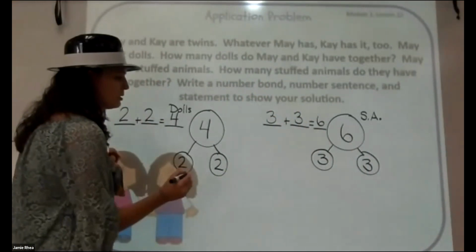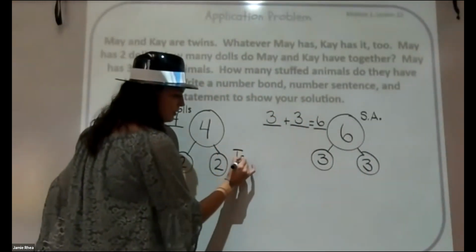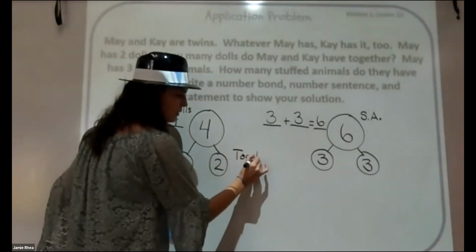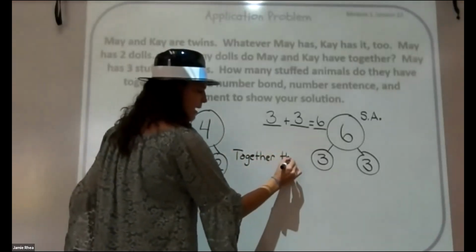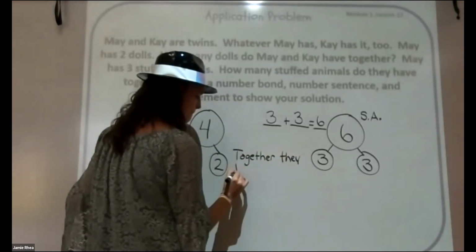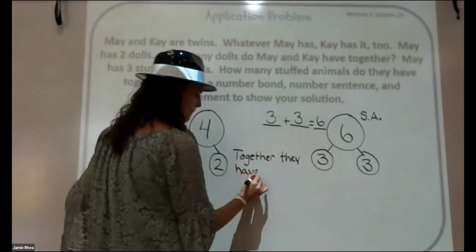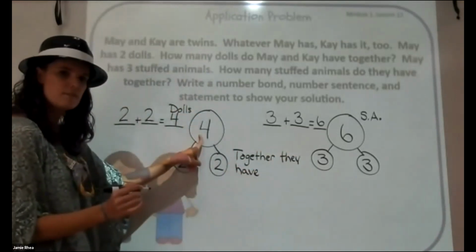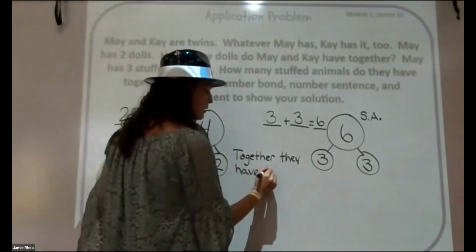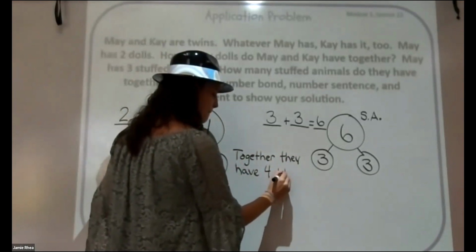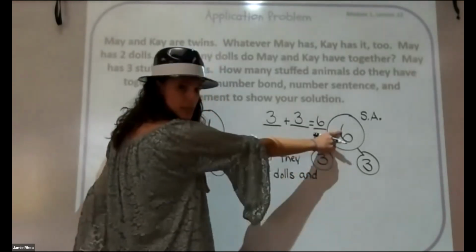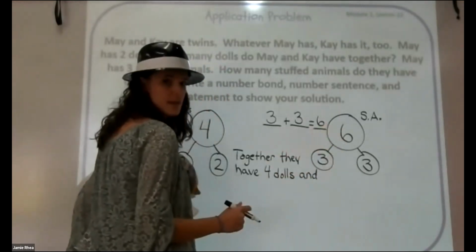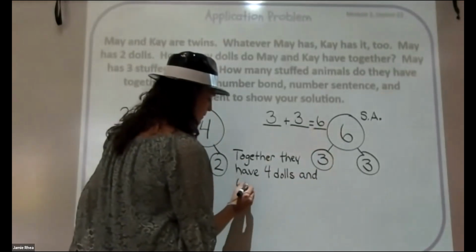Okay, so together they have, how many dolls did we say? 4 dolls. And how many stuffed animals did they have? 6 stuffed animals.